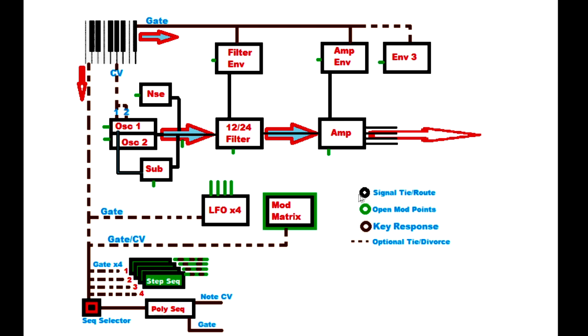Okay, so this is your signal tie or route. This pretty much says that this item is tied or routed to this item, like a hard wiring. So it's pretty straightforward. Like I said, we're just going to focus on this audio path here. So you have your oscillator 1 and 2. These both go into the mixer. You have your noise generator, and your sub, which is a subdivision of oscillator 1. It's a square subwave, and it's just a 1/2 division.